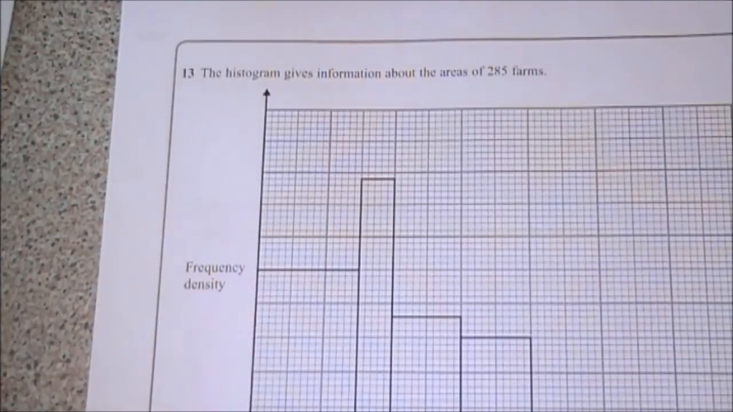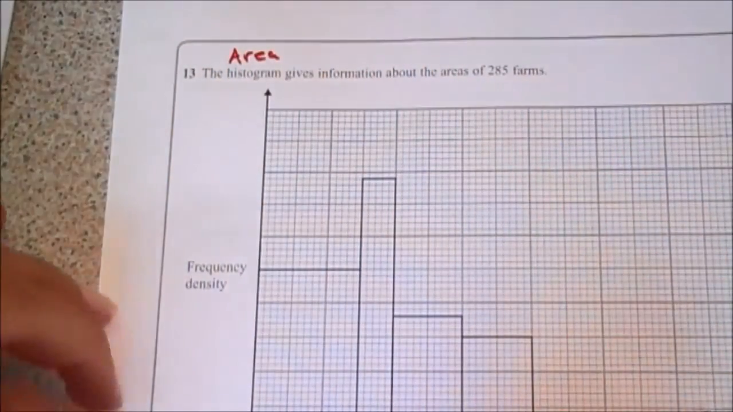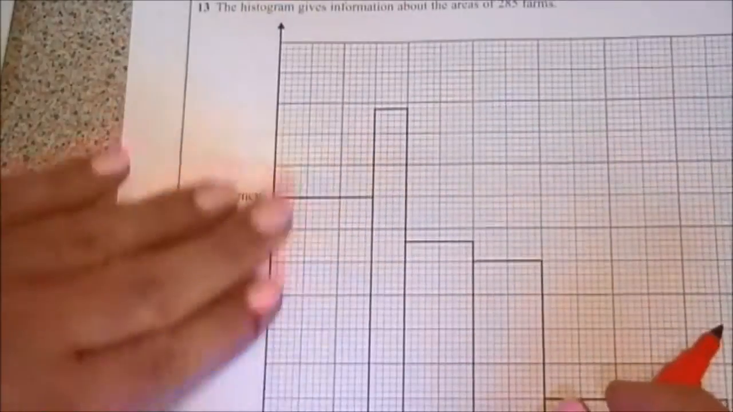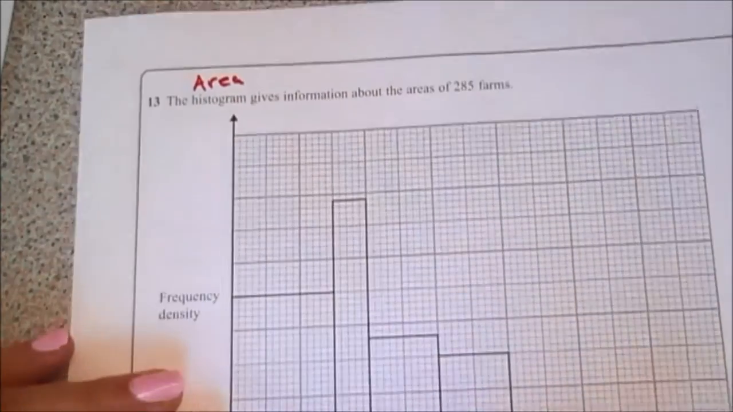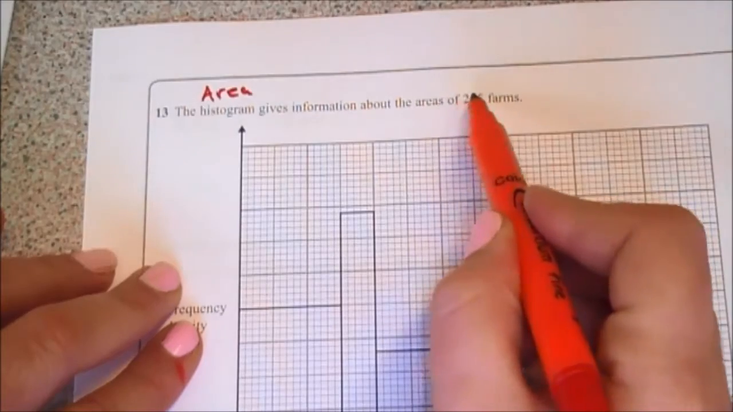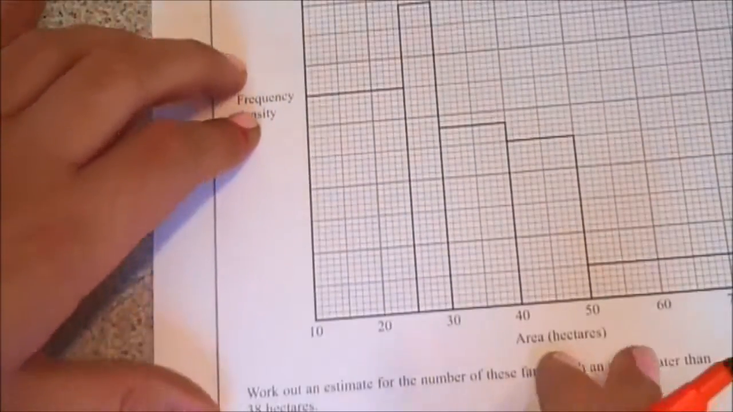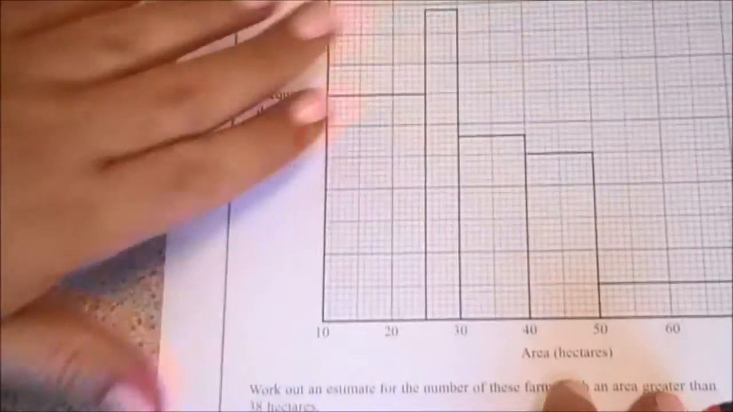Question 13 is a histograms question, but again, it's slightly more complicated than your usual let's draw a histogram. Remember, histogram is all about area. It's all about the area of the bars, not just the height. So the histogram gives information about the areas of 285 farms. So there's the histogram.